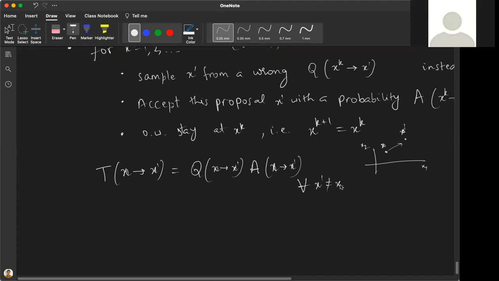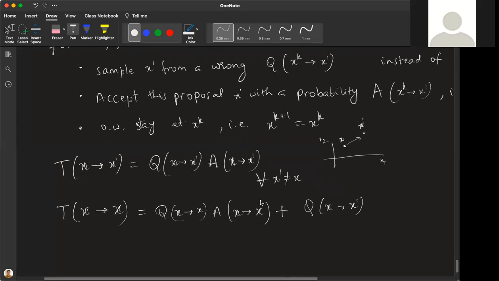So if your x dash is equal to x, then this will change. So basically T of x to x. What is the probability of staying at the same state? The probability of staying at the same state is basically you make a transition and accept it, or you make a transition to somewhere else and reject it, right? It's like q of x to x times accepting x to x, or else you go from q x to some other x dash, but then you reject it.